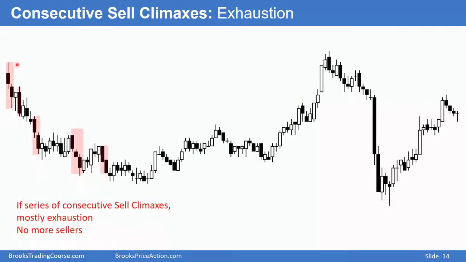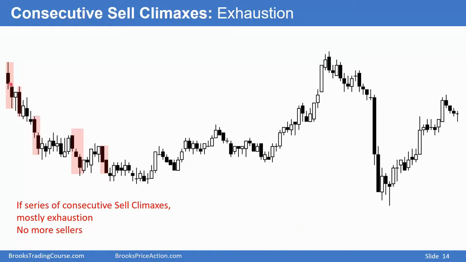A pair of bear bars, a climax, bear bar, climax, bear bars, climax, climax, climax. When you get a sell-off that comes in the form of 3 or 4 or more sell climaxes, usually the market will end up exhausted and it will go sideways for 10 bars or so, sometimes 30 or 40 bars as it did here. And then the market either reverses up or resumes down.